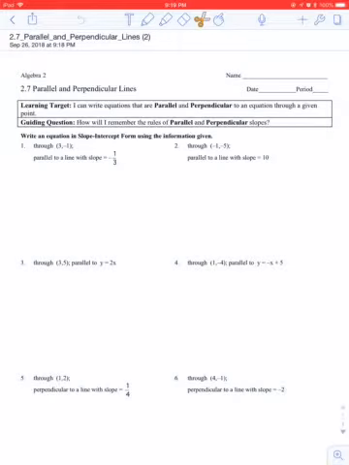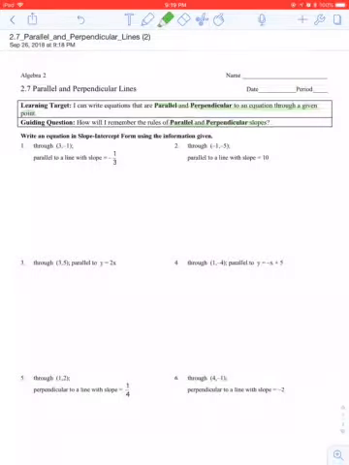This is 2.7 parallel and perpendicular lines. Learning target: I can write equations that are parallel and perpendicular to an equation through a given point. And it's important to know the rules of parallel and perpendicular slopes.